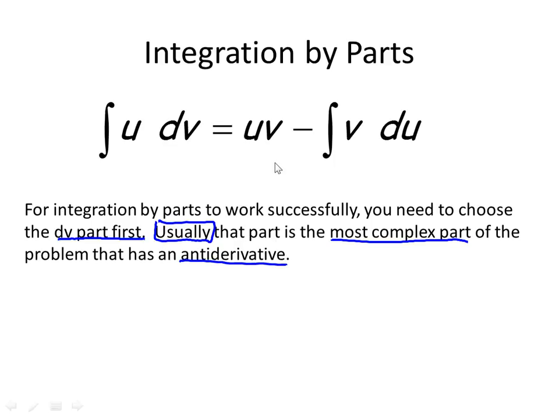Your goal when you do this is to hopefully make your integral a little bit easier. In other words, if it either simplifies or stays the same, you're on the right track. If it gets harder or more difficult, you're on the wrong track. Back up and choose different parts. Okay? So the U part, you're going to take the derivative of that to get du.